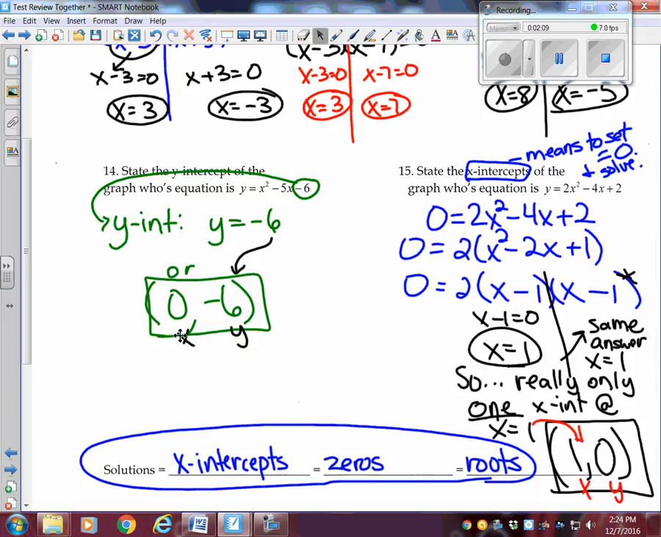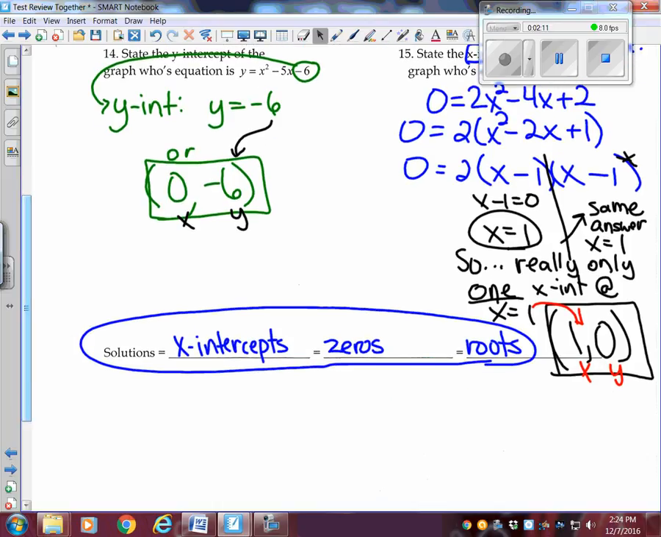That is the x-intercept. And then the x-intercepts are the same as solutions, which are the same as zeros, which are the same as roots. All of these refer to the point where these are points where the parabola crosses the x-axis.